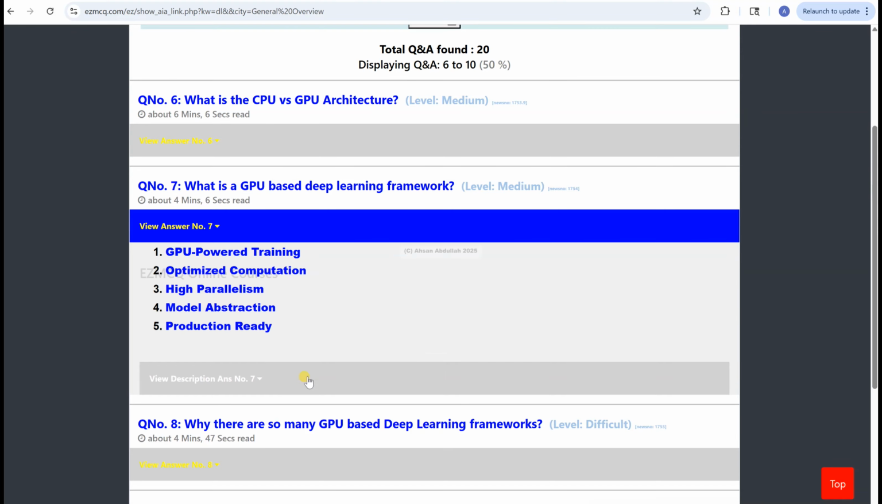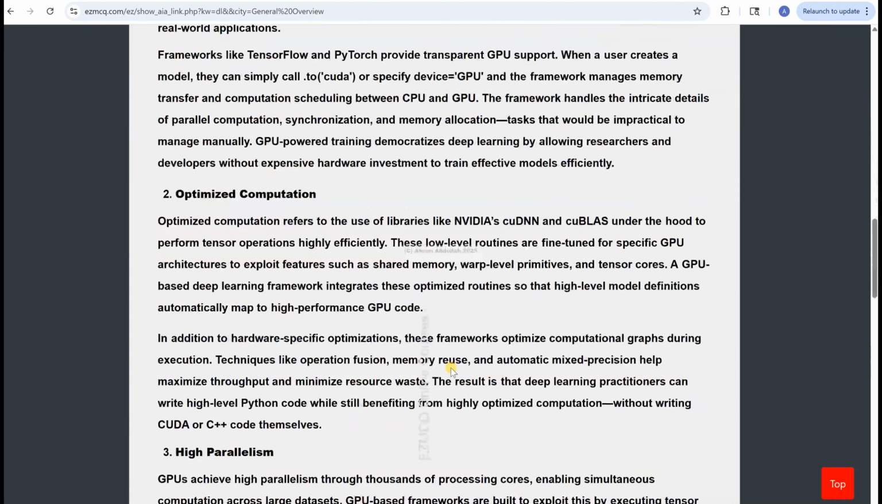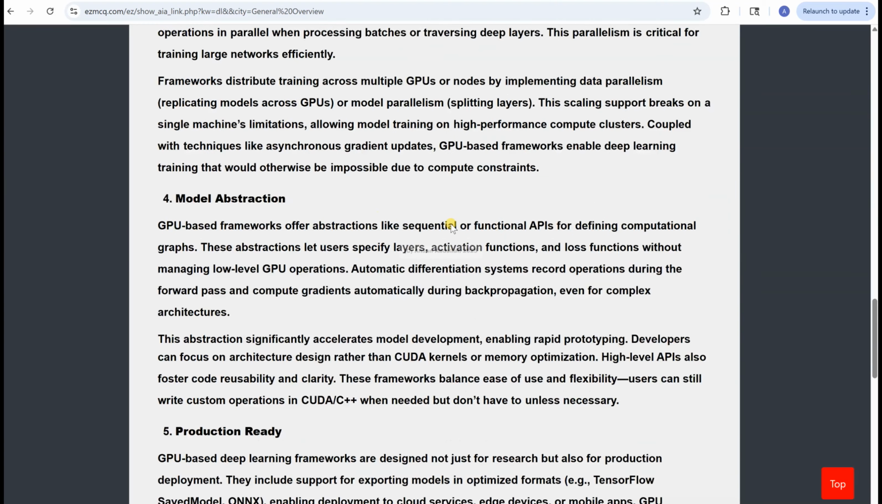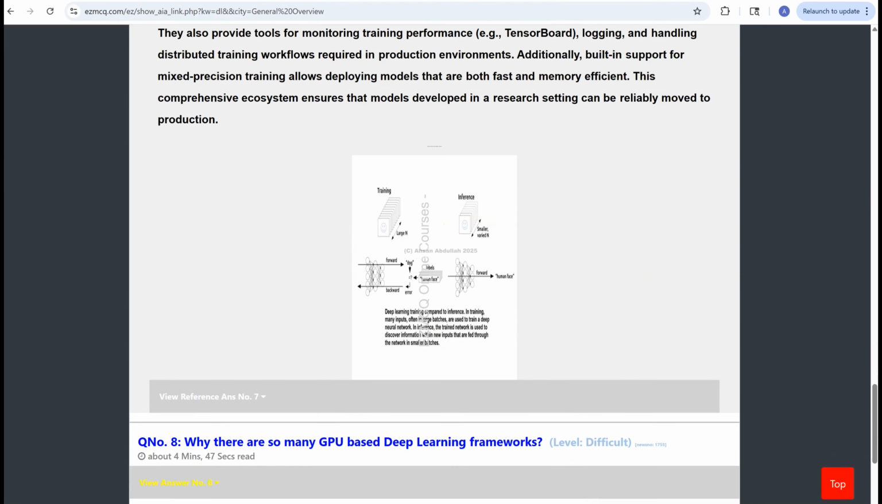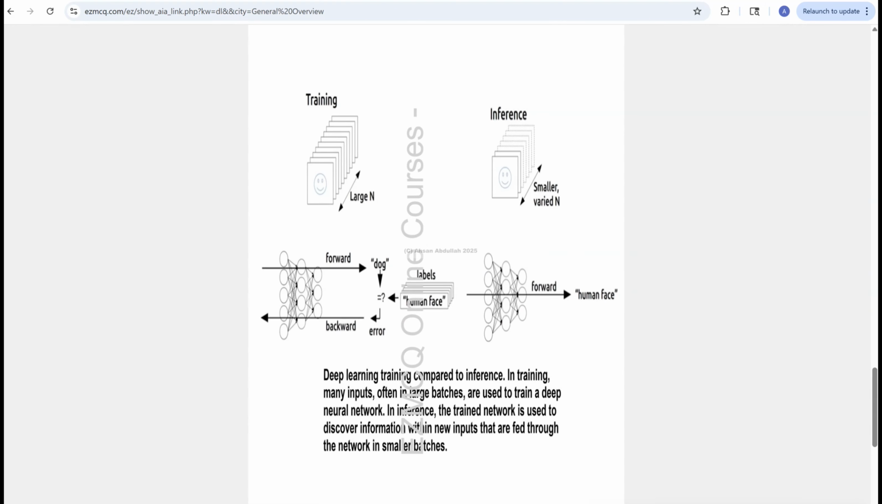Let me first show you the diagram. The details are all here. So let's look at this diagram. For training, we have a large data set, and this has multiple layers. I've only shown very few layers here. So we have this feed forward and feed backward, which we will discuss in entire topics.